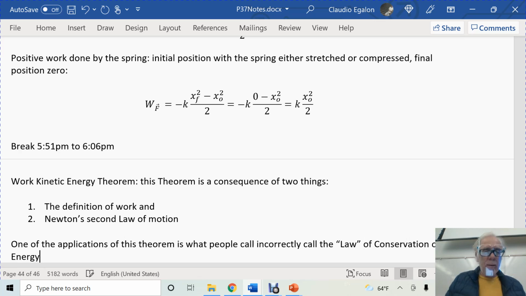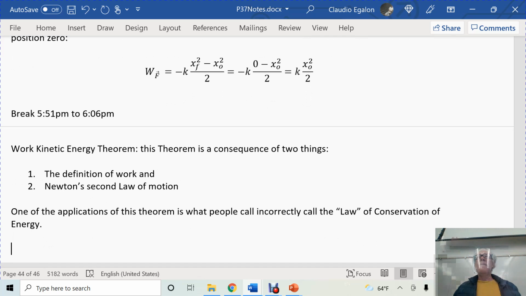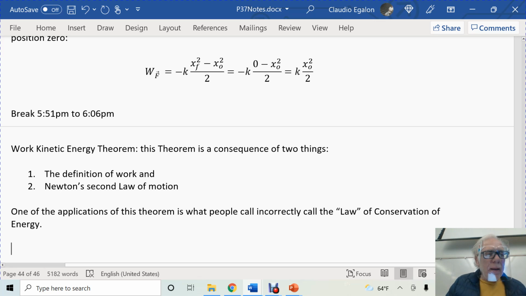It's not a law, it's a theorem. It's the work-kinetic energy theorem. If there is any law of conservation of energy, it's not in mechanics. The law of conservation of energy that we have is in thermodynamics. Okay? So that's very important to organize your heads about that. It's unfortunate that books don't clarify that to us.